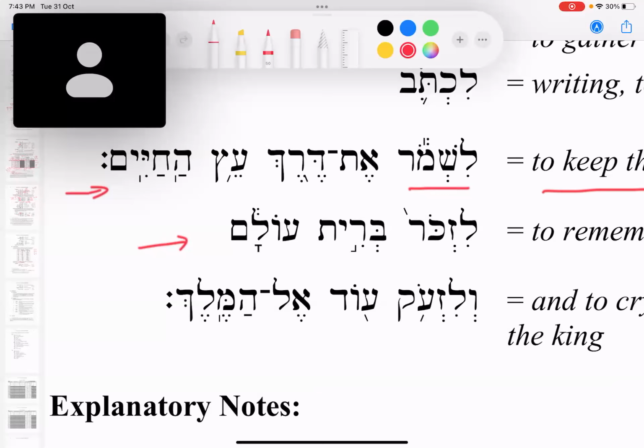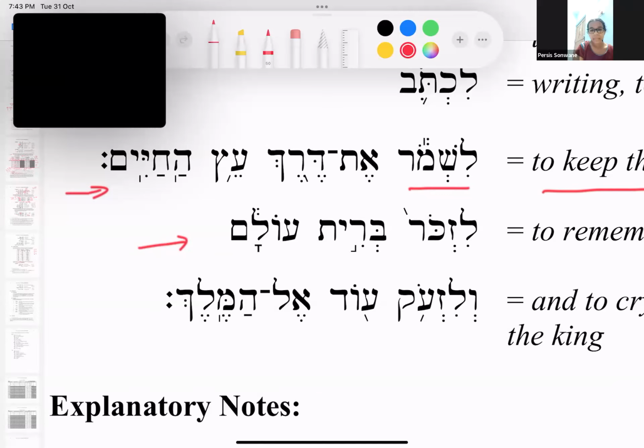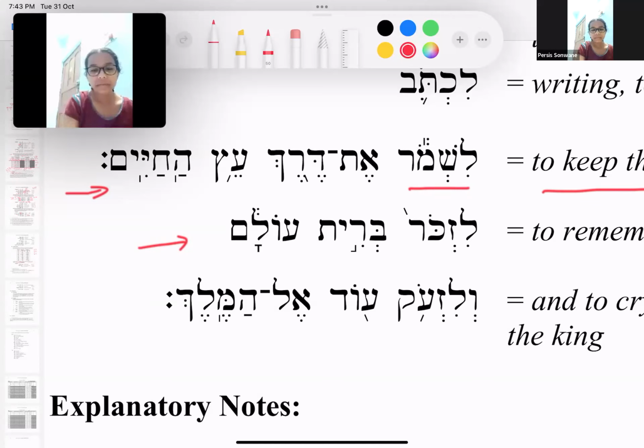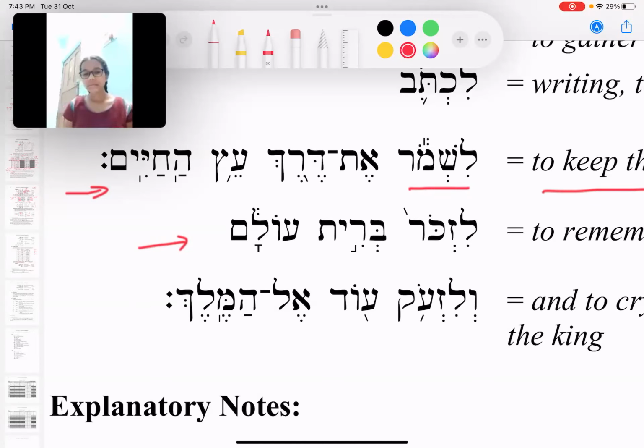Liskor, Berit Olam. Now here also, in this Liskor Berit Olam, we find the infinitive construct. For the infinitive construct, the Lamed preposition is used. Now you all know that for the Lamed preposition we use Shiva, correct? Lamed with Shiva is used as a preposition.